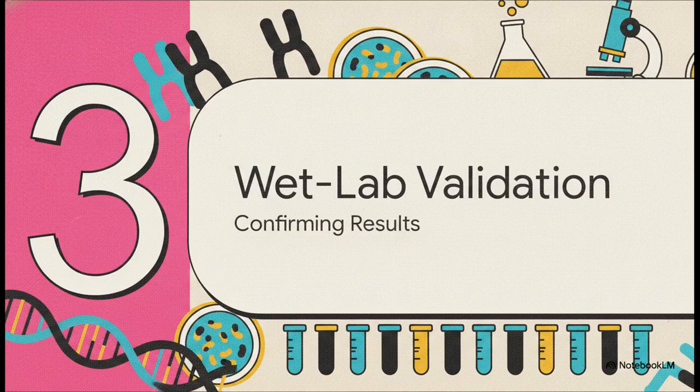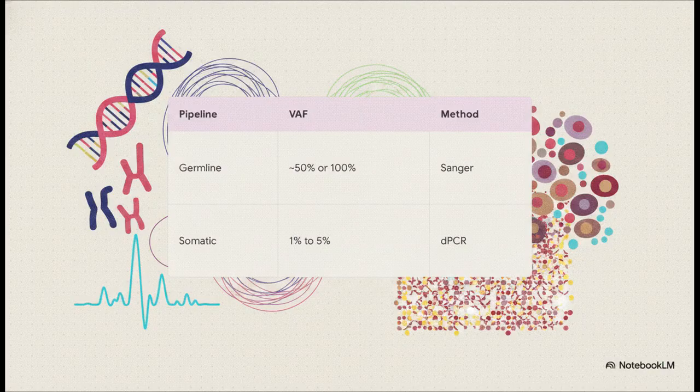Which brings us to our third and final section, wet lab validation strategies. Here's the really crucial takeaway from all of this. The digital data directly dictates your physical lab strategy. For inherited germline mutations, your expected variant allele frequency is high, around 50 or 100%. So you can easily validate that with standard Sanger sequencing.